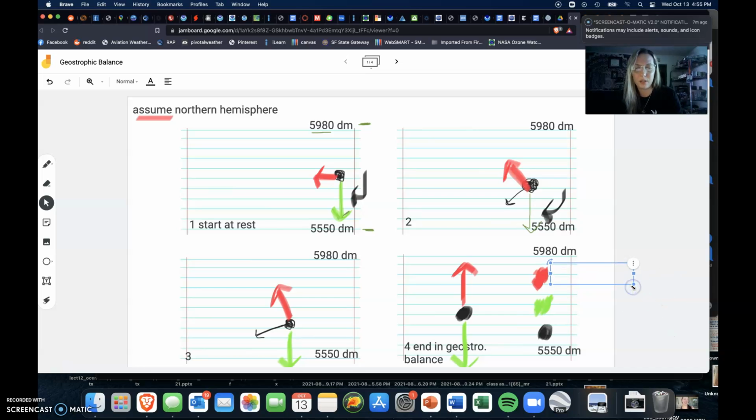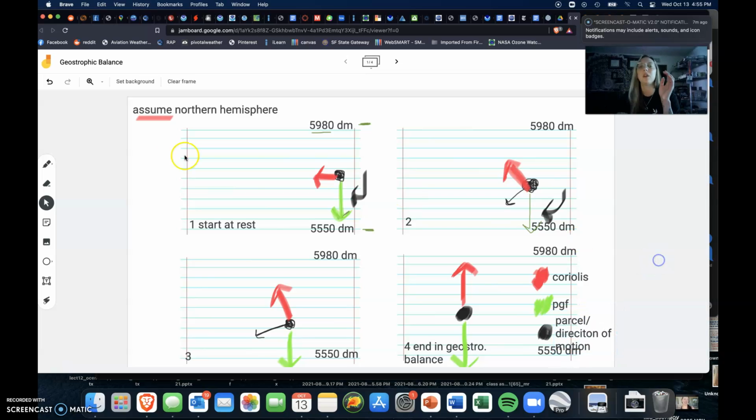So red is Coriolis. Green is PGF, and black is parcel and direction of motion. So that's kind of what's going on there.